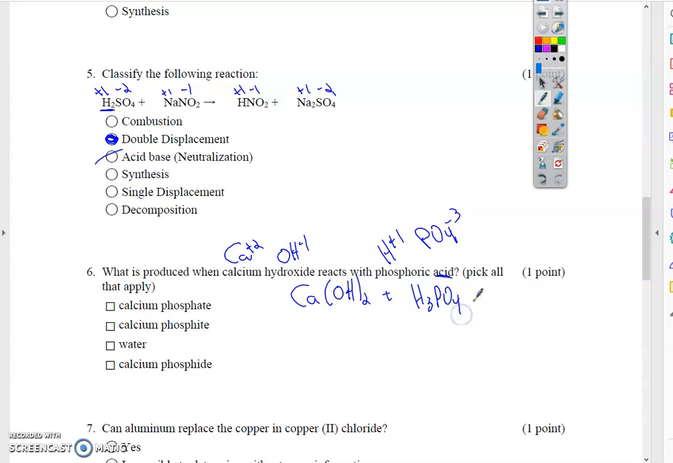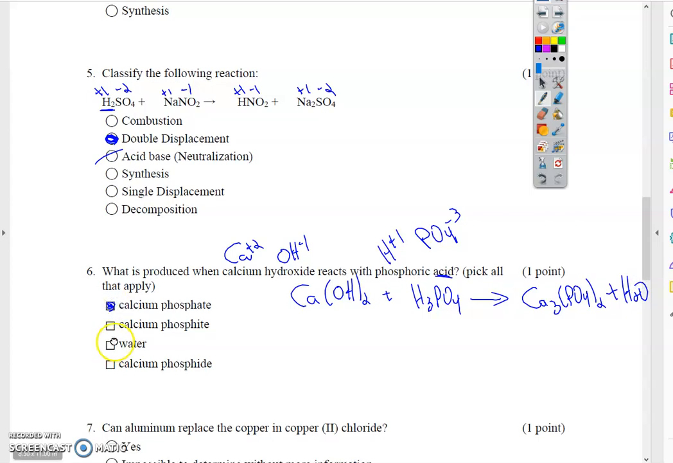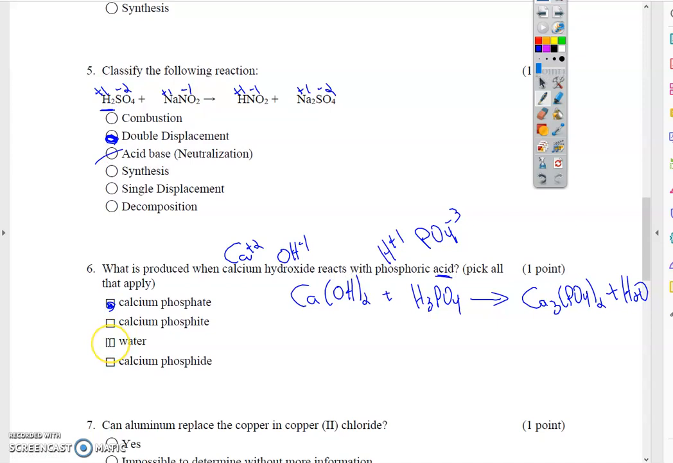So you get H3PO4. And now this ends up being an acid-base reaction, because this is the acid, and this calcium hydroxide is the base. The pluses and minuses switch partners. You have this calcium bonding to that phosphate, so you get Ca3(PO4)2, and then you have this hydrogen bonding to that hydroxide, which just gives you H2O. So the products are calcium phosphate and water.